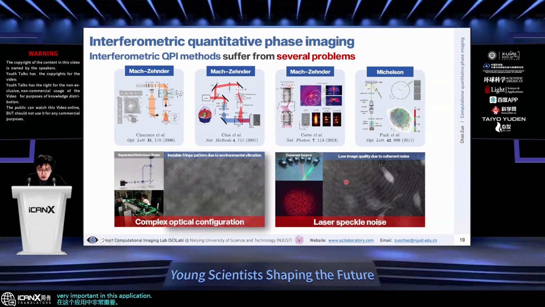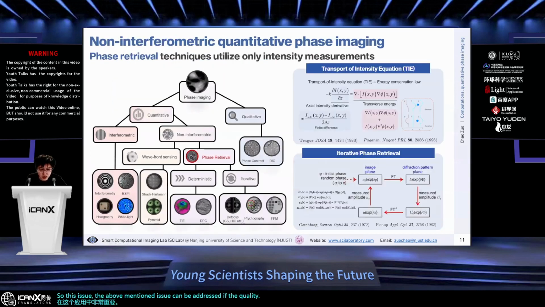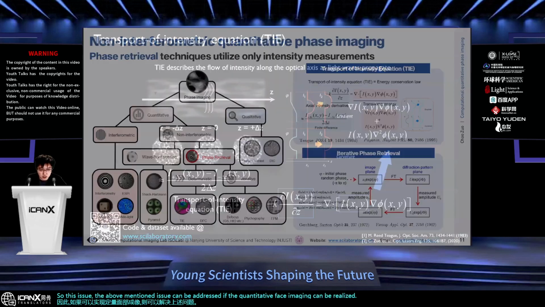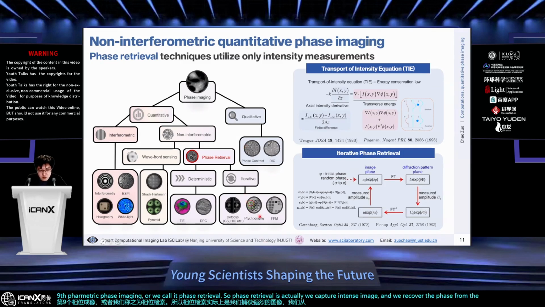The above-mentioned issue can be addressed if quantitative phase imaging can be realized without resorting to interferometry. We call this non-interferometric phase imaging, or phase retrieval. In phase retrieval, we capture intensity images and recover the phase from the intensity measurements. This includes ptychography and Fourier ptychographic microscopy, as mentioned in Professor An's talk. First, I'd like to introduce the transport of intensity equation.